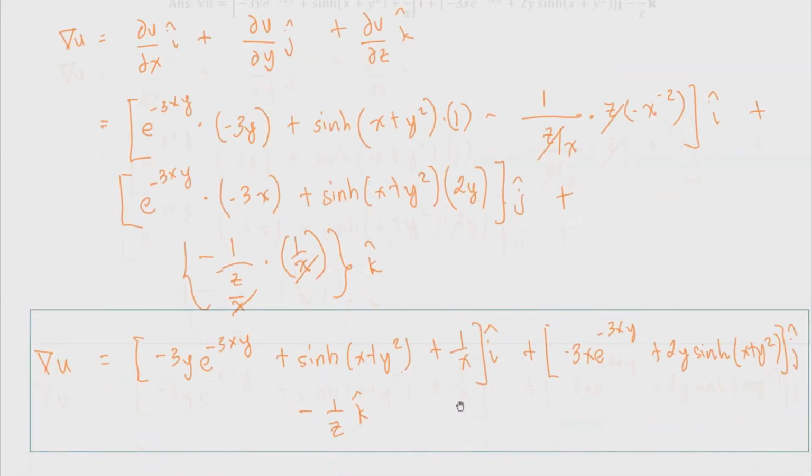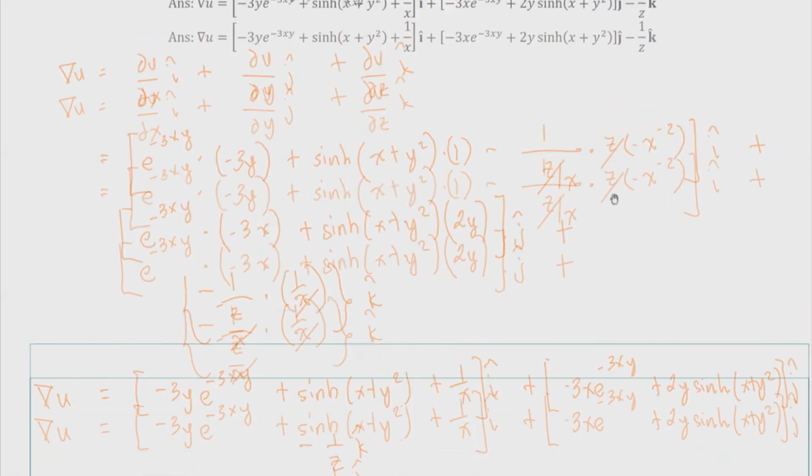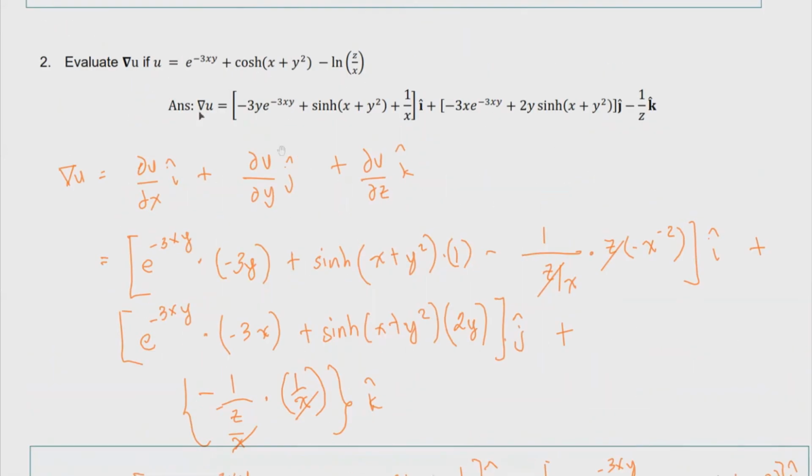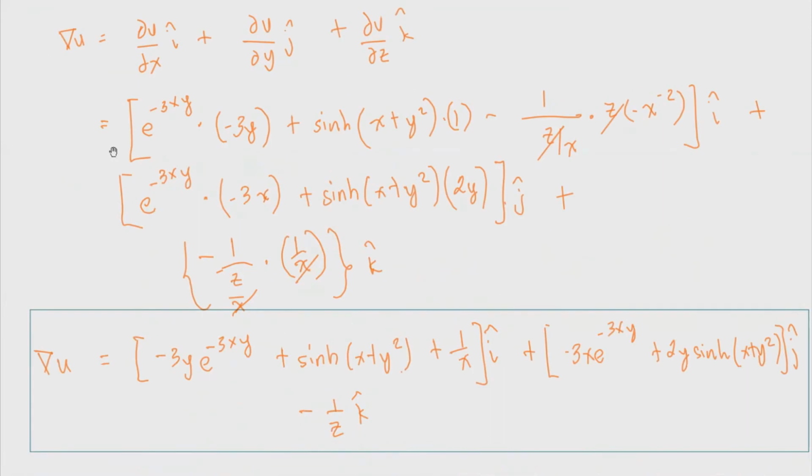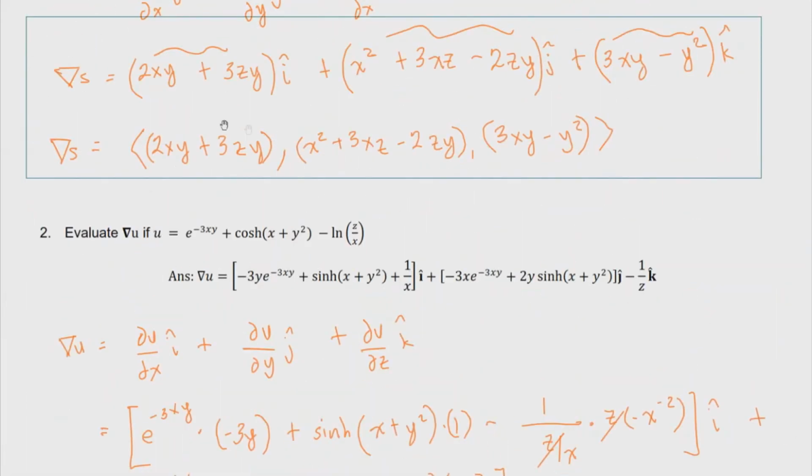Okay, so I hope we have the same answer as I think we do have. So this is the final expression of the gradient of u. You can also write this in terms of the vector notation.